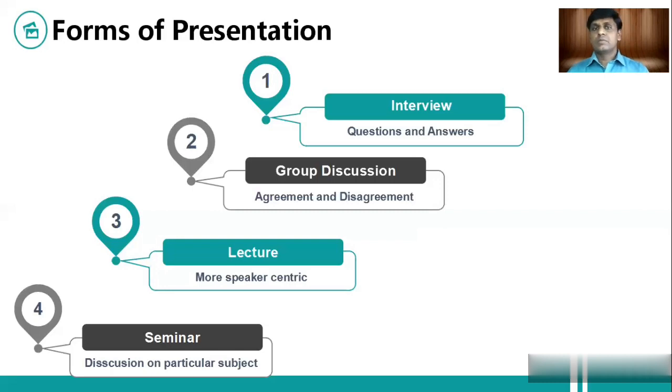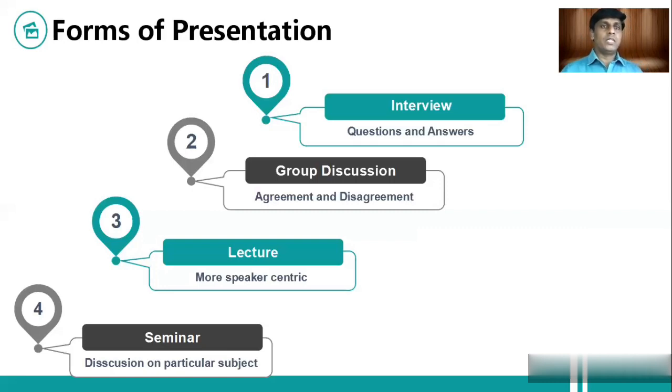Then lecture, obviously, you must know the form of lecture, time stipulation, the points you have to cover. All things are necessary to be understood properly. Seminar, basic concept of seminar, forms of seminar must be understood. Otherwise, seminar doesn't remain a creative one. It becomes seminar for the sake of seminar.